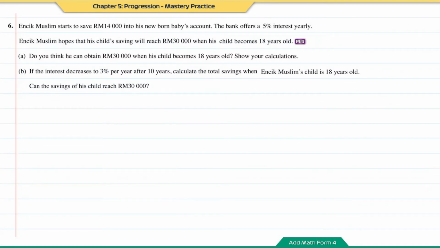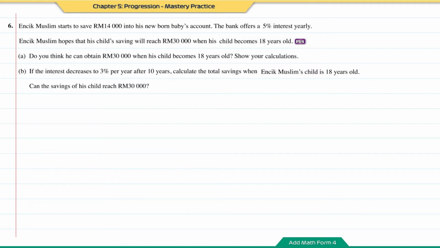Question number 6. Encik Muslim starts to save RM 14,000 into his newborn baby's account. The bank offers a 5% interest yearly. Encik Muslim hopes that his child's savings will reach RM 30,000 when his child becomes 18 years old. A. Do you think he can obtain RM 30,000 when his child becomes 18 years old?